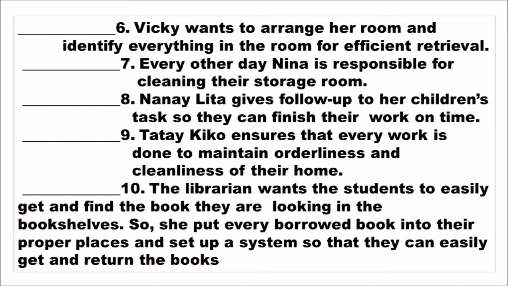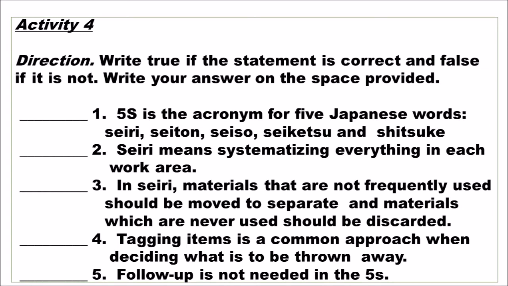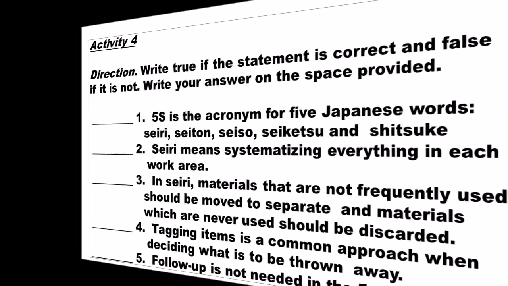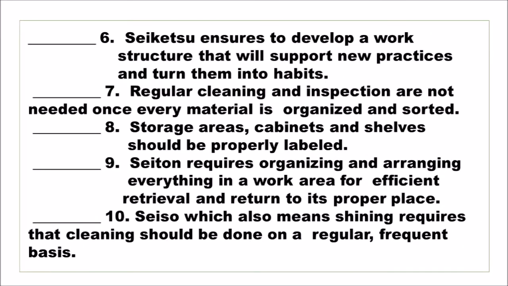Next activity, activity 4. Kung naintindihan po ninyo yung principle ng 5S, then mas madali po ninyong maibigay ang tamang sagot sa bawat tanong, which is true or false. Let us see number 1. 5S is the acronym for 5 Japanese words: Seiri, Seiton, Seiso, Seiketsu, and Shitsuke. Do you think the statement is correct? If so, then isulat po ninyo ang true. Ito ang gagawin po ninyo sa sumusunod pang mga tanong.